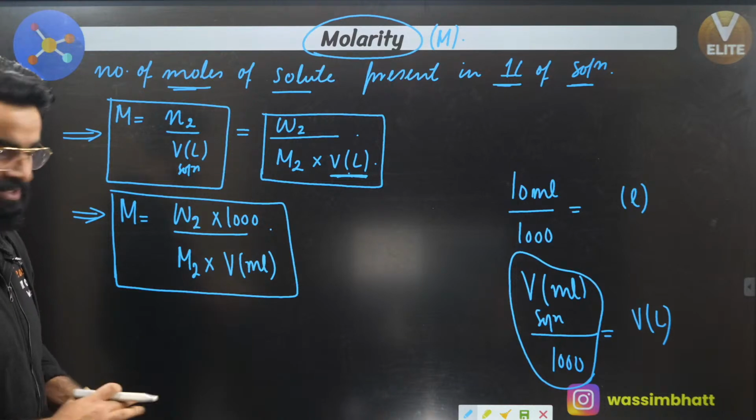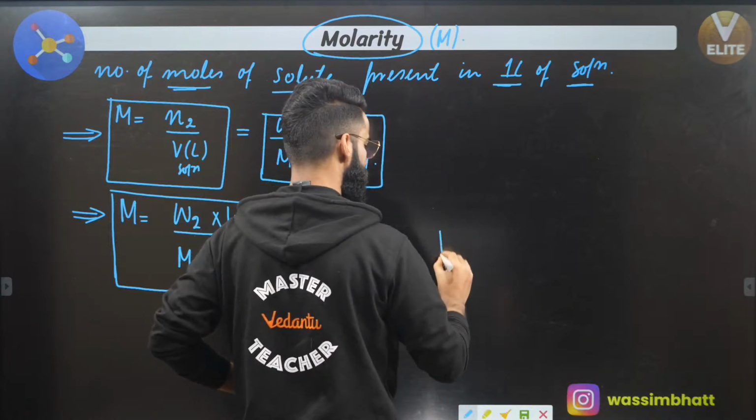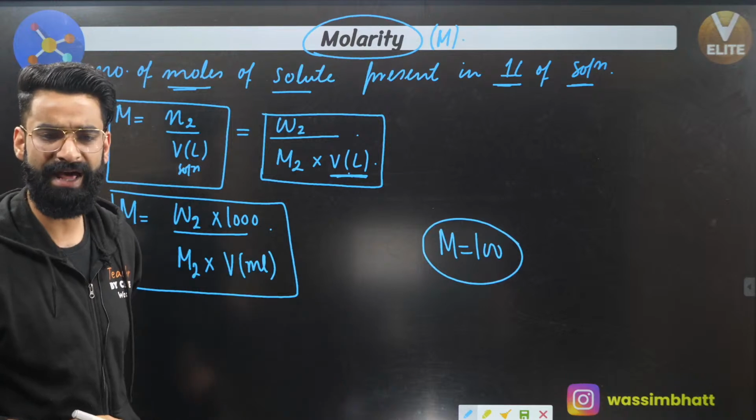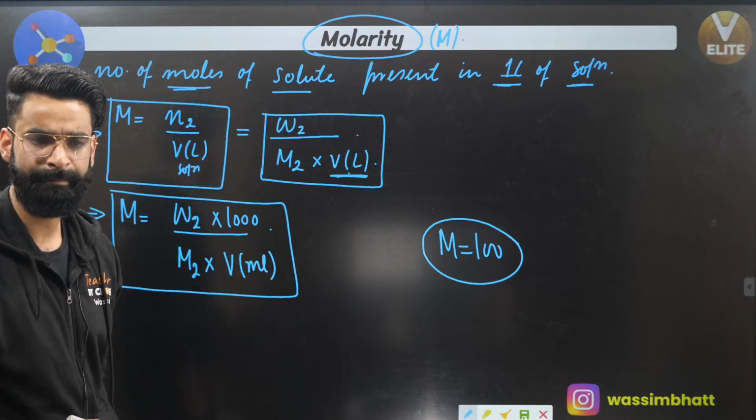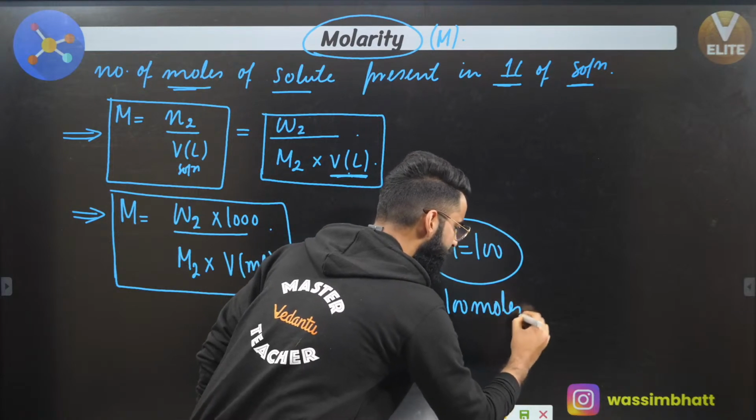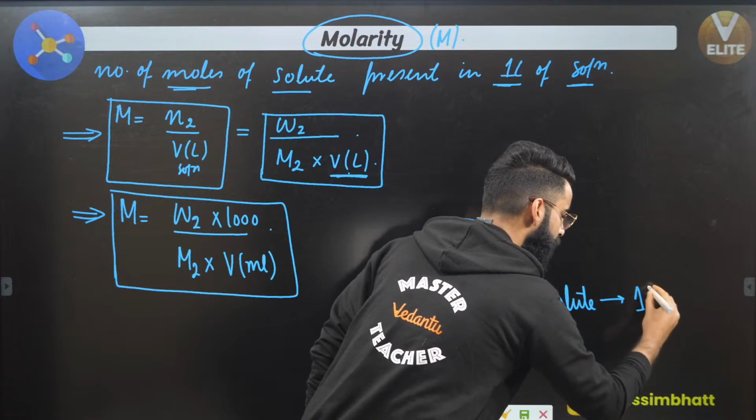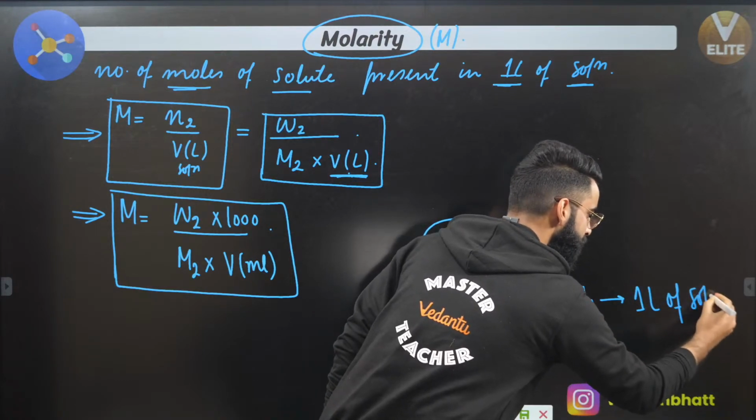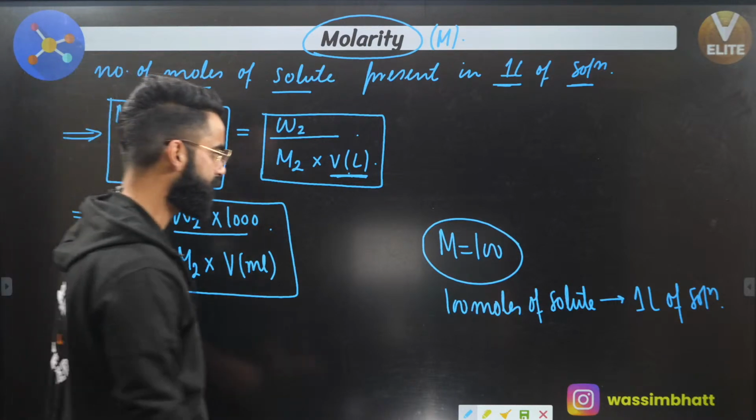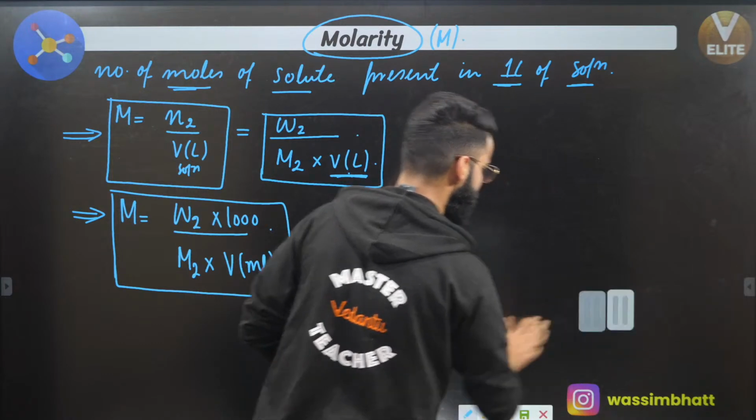Perfect, guys, perfect. Okay, again, I'm telling you one more thing. Let's say I've got a solution whose molarity is equal to 100. What does it mean exactly? It simply means 100 moles of solute are present in 1 liter of solution. I'm sure you're clear with these basic things about molarity right now. Okay. Now, people, one more important thing.